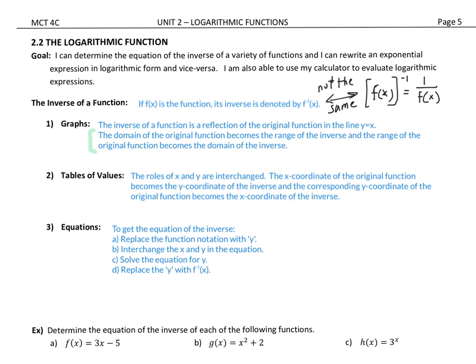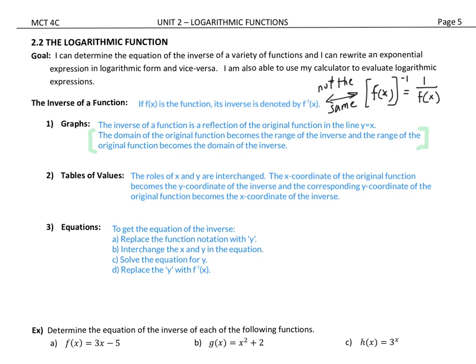So when we talked about tables of values, we talked about the roles of the x and y being interchanged. So again, that's why this domain and range is interchanging between the two. So the x-coordinate of the original function became the y-coordinate of the inverse, and the corresponding y-coordinate of the original function became the x-coordinate for the inverse.